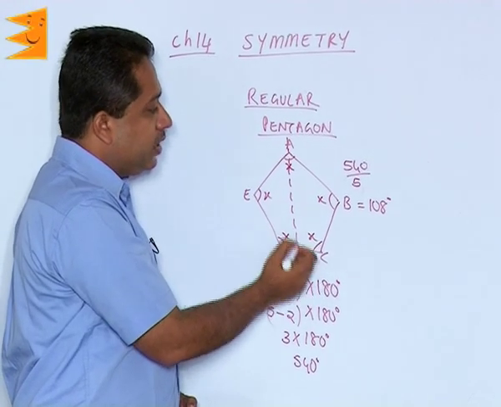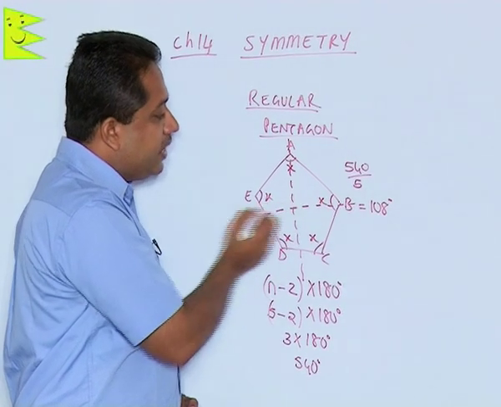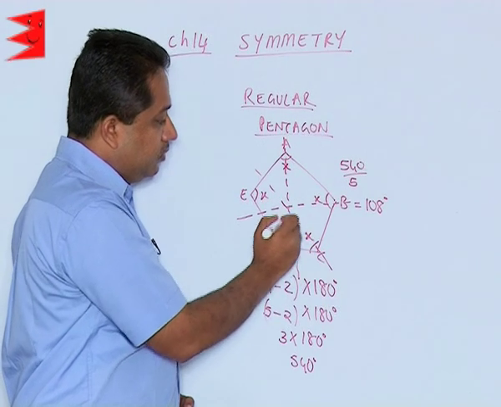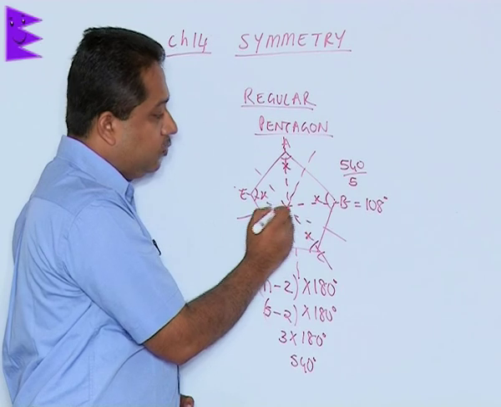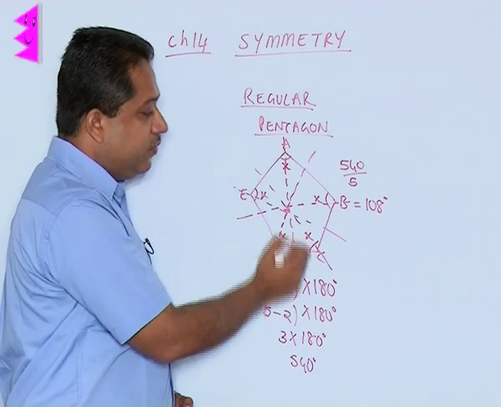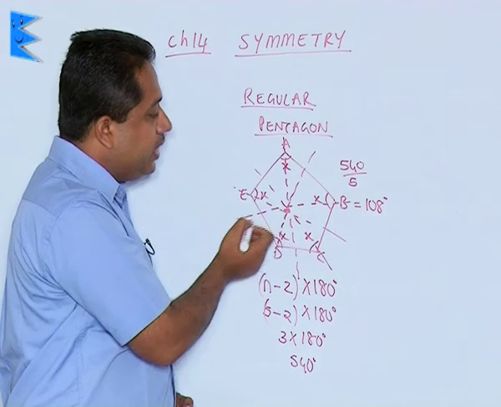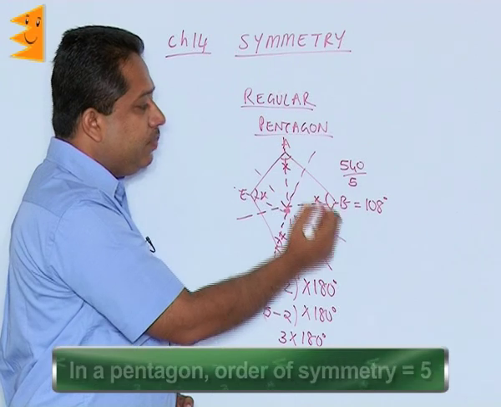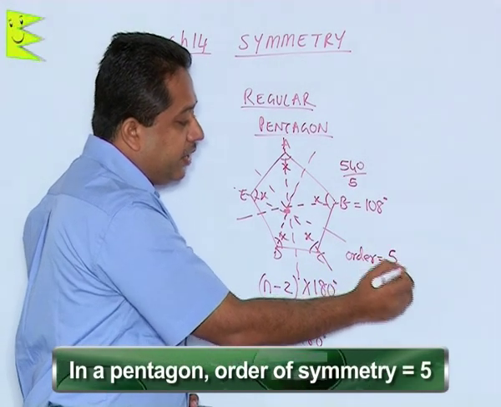We have one here along A, along B we can do it, then along C, so we find that in a pentagon we can divide it in 5 different ways, from A, from B, from C, from D and from E. So in a pentagon we find that the order of symmetry is 5.